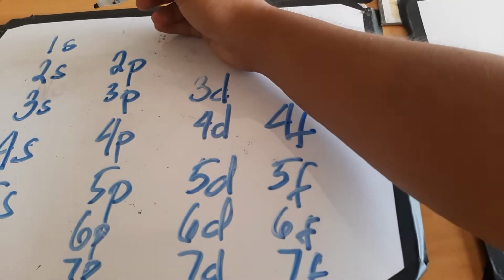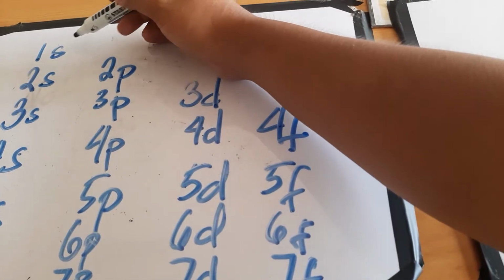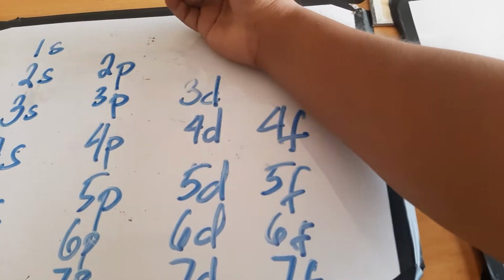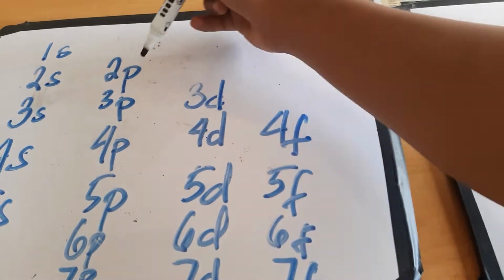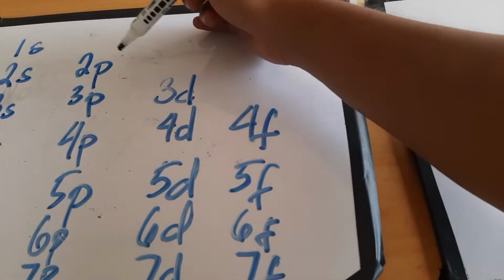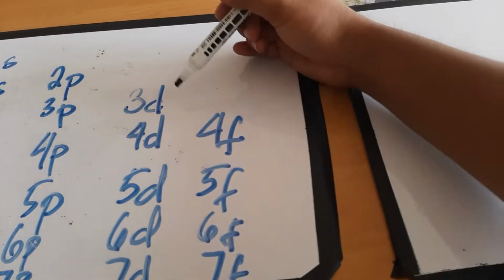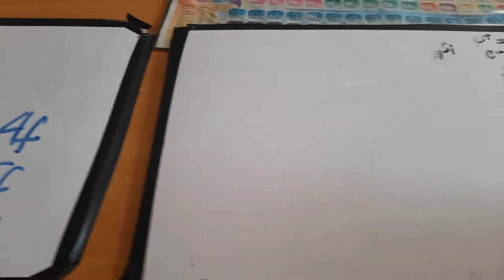We learned already that the S subshell contains one orbital, which can hold 2 electrons. A P subshell contains 3 orbitals. D contains 5 and F contains 7. If you're still confused with that, you can try to watch the video once again.